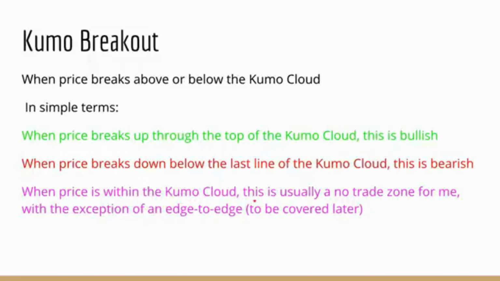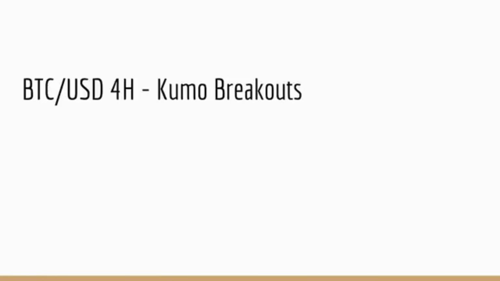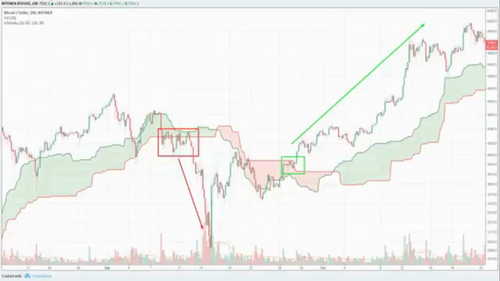And when price is within the Kumo cloud, this usually means a no trade zone with the exception of an edge to edge, and this is one of the things we'll be covering. Okay? If price is within the cloud, it just means we're ranging. So again, visual examples, the Bitcoin dollar 4-hour chart. Ignore the fundamentals that led to this or whatever. This is just for demonstrative purposes.